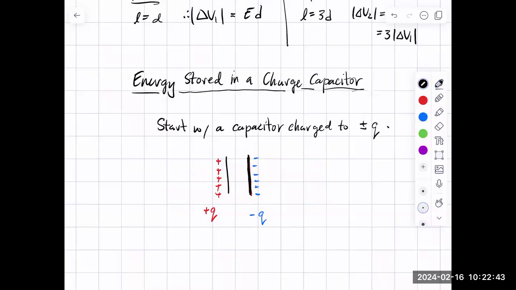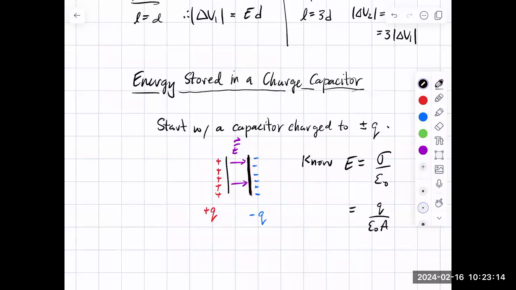All right. Well, what we know is that we're going to have this electric field between the two plates. And so we know that E is equal to sigma over epsilon naught between our plates. And sigma is just the charge per unit area. And so we said we're going to put charge Q on our plate. So this is Q over epsilon naught A.